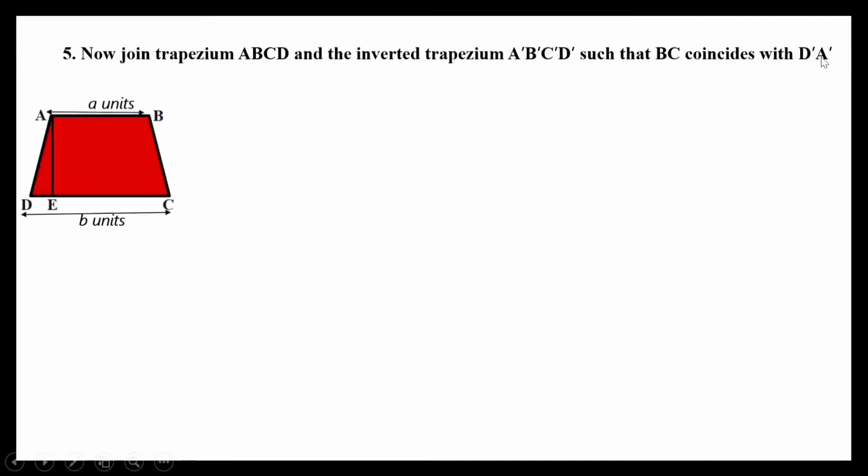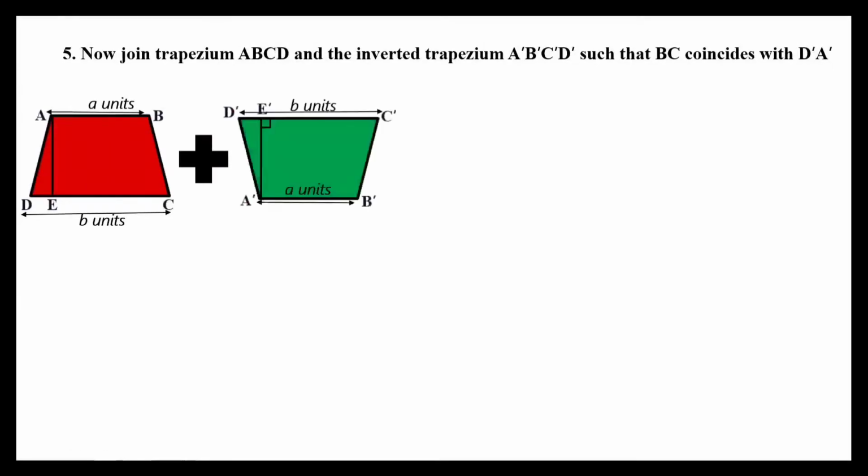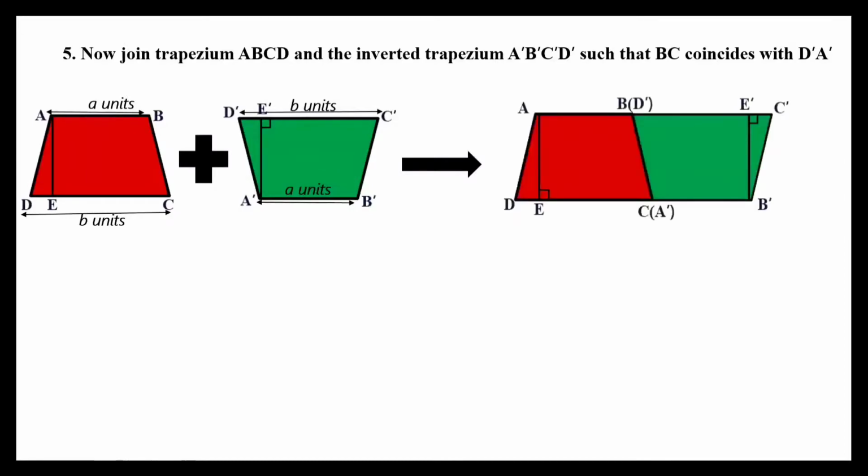So my next step is that I join the trapezium ABCD with the inverted trapezium A dash, B dash, C dash, D dash such that BC coincides with D dash, A dash. So I take this trapezium and I take my inverted trapezium and I join them both such that B C and D dash, A dash coincide. So I'll just shift this one to here such that both of them join. So what do I get? I get a quadrilateral A, C dash, B dash, D. You can see I've just joined these two trapeziums and BC and D dash, A dash are coinciding.